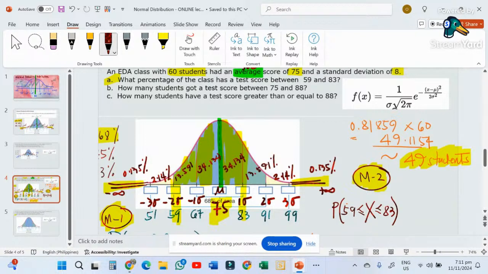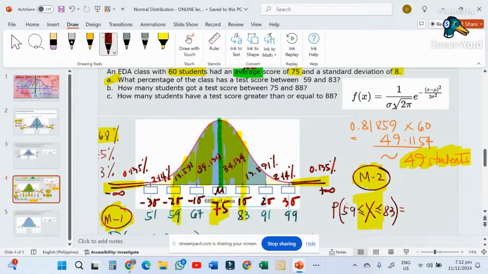So how do we read it again? We start reading it from x. What is the probability of the class X that has scores less than or equal to 83 and greater than or equal to 59? Don't say the scores less than or equal to. No, you are referring to x. If you refer from x, this is the range that you are trying to read, because students always make mistakes. X is less than or equal to 83, x is greater than or equal to 59. Okay, so let's use the formula.